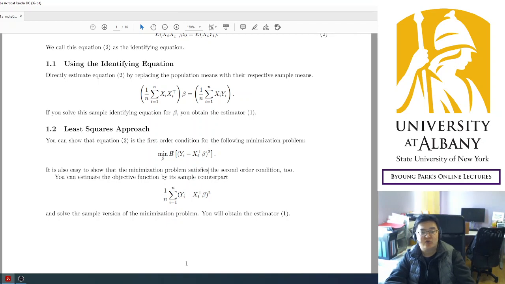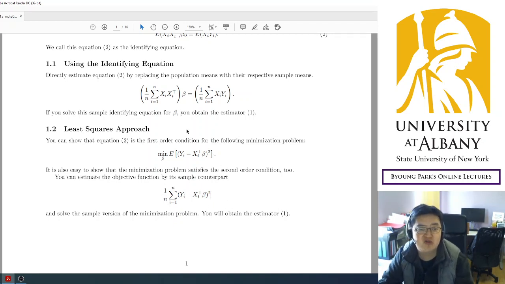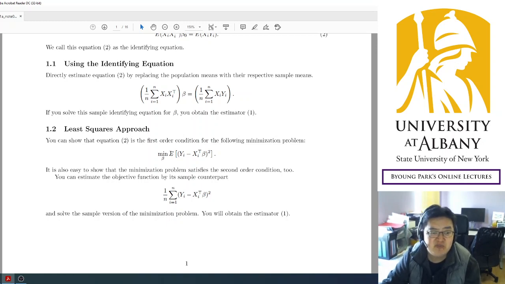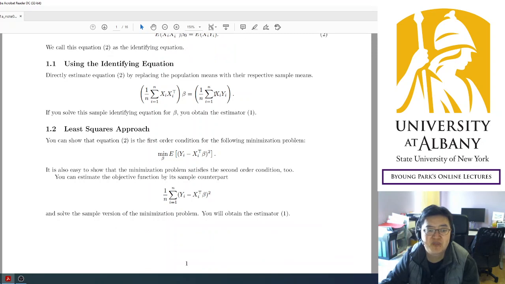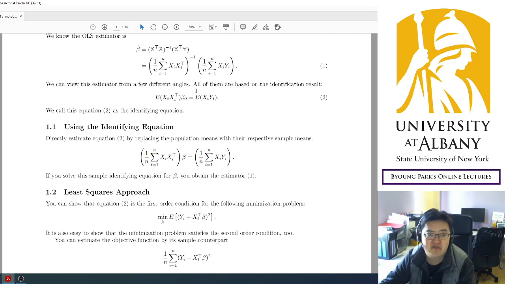And so maybe you have learned this way, simple sum of squared errors, sum of squared residuals, but you can consider its population counterpart. In theory, you can show that the minimizer of this problem is this. So this equation is the first order condition of this guy. This minimization problem generates a first order condition of this form.